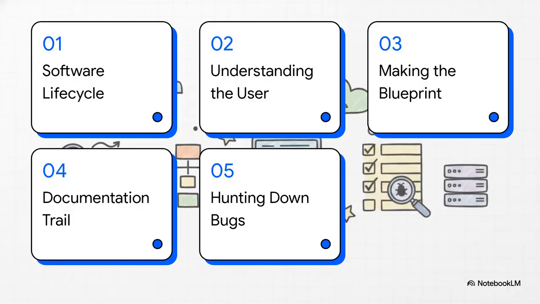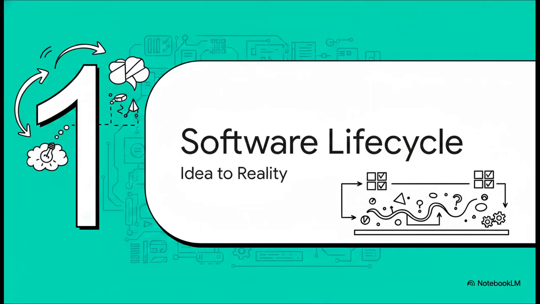Okay, let's dive into this. We've got 5 main stops on our roadmap today: the software lifecycle, understanding the user, making the blueprint, leaving a documentation trail, and finally, hunting down the bugs. Starting right off with phase 1, the software lifecycle, going from idea to reality.